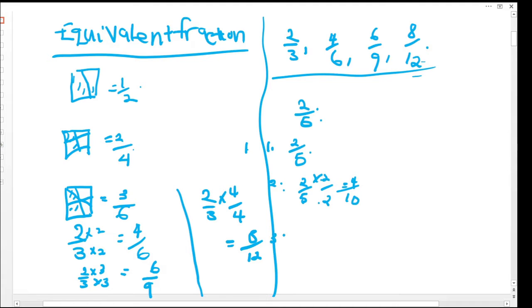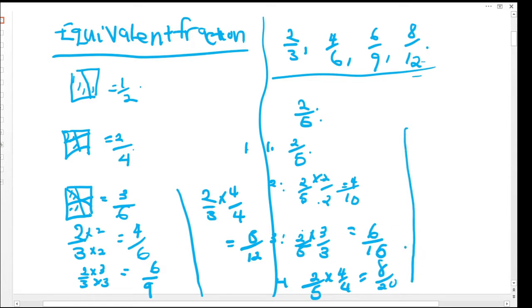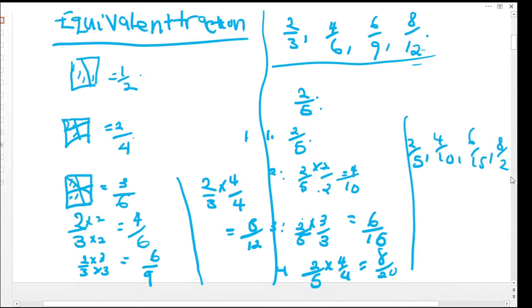Then the third one is going to be 2 out of 5 by 3 out of 3. So 2 by 3 is 6. This is a 5, so 5 times 3 is giving us 15. Then lastly, the fourth one is going to be 2 out of 5 times 4 out of 4. This one is giving us 8 out of 20. Therefore, the equivalent fractions are going to be 2 out of 5, then 4 out of 10, then 6 out of 15, and 8 out of 20.